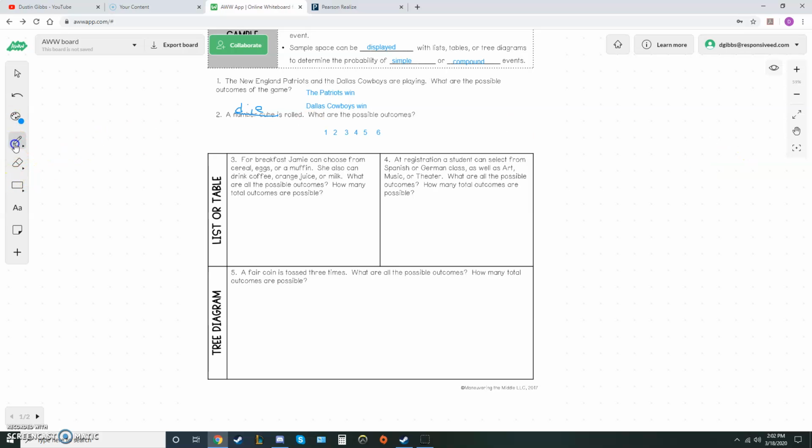Okay, let's go down a little bit. Because there is a little bit more to it, but just give me a minute. So here it says, for breakfast, Jamie can choose from cereal, eggs, or a muffin. Okay, so let me underline these first real fast. Cereal, eggs, or a muffin. She also gets to choose a drink. She can have coffee, orange juice, or milk. What are all the possible outcomes? How many total outcomes are possible? Let's work with that first one. What are all the possible outcomes?